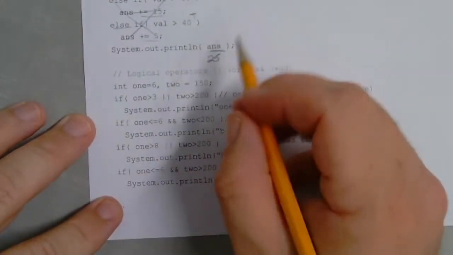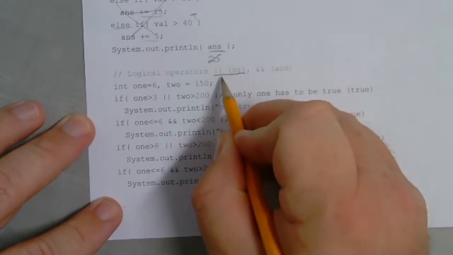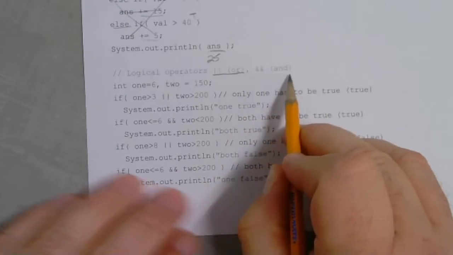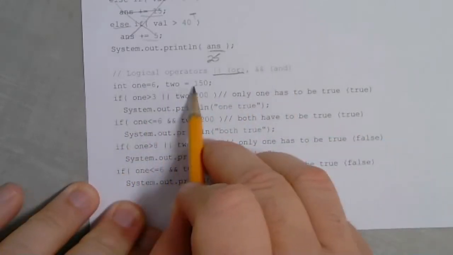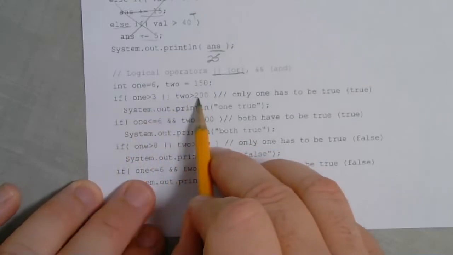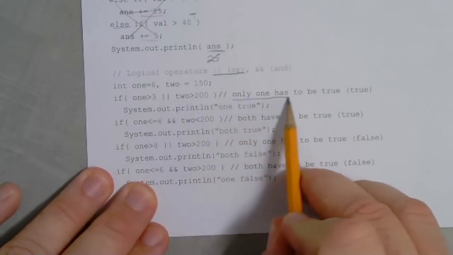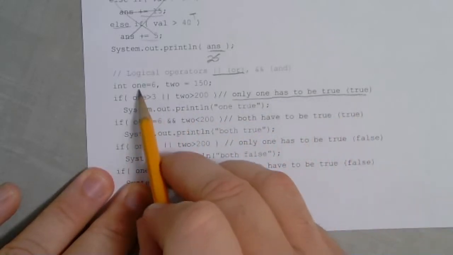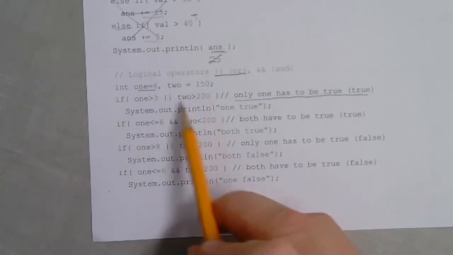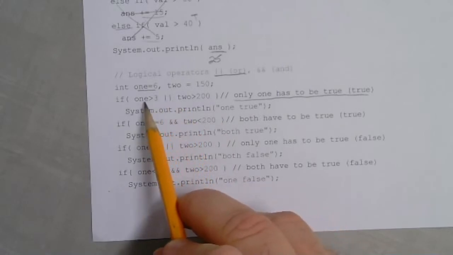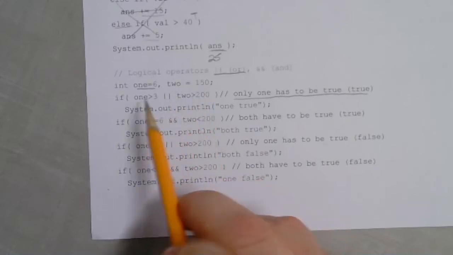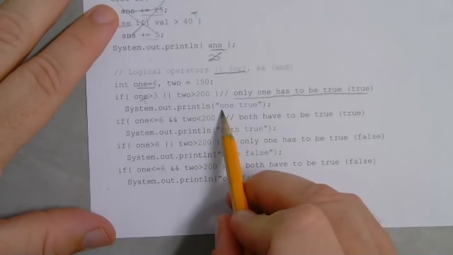Logical operators. Double bars is an or, and a double ampersand is an and. Here we have int 1 is 6 and 2 is 150. This says if 1 is greater than 3 or 2 is greater than 200. With an or, only one has to be true for this to evaluate to true. So 1 is greater than 3, it's 6. So this doesn't even get evaluated. Actually, when Java calculates this, it'll look at this one. That's true. It doesn't even look at this one. This one's false, but only one of them has to be true. So the output will be 1 is true.